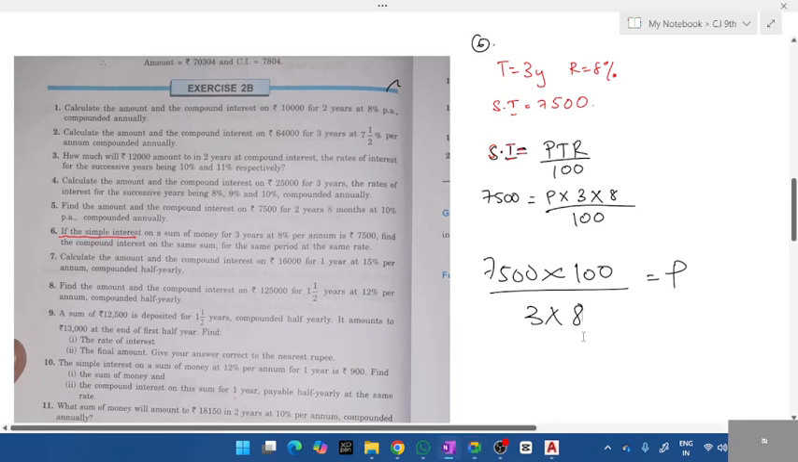Okay. Fine. Complete this, students. Find the value of P. Then what is the second one given?